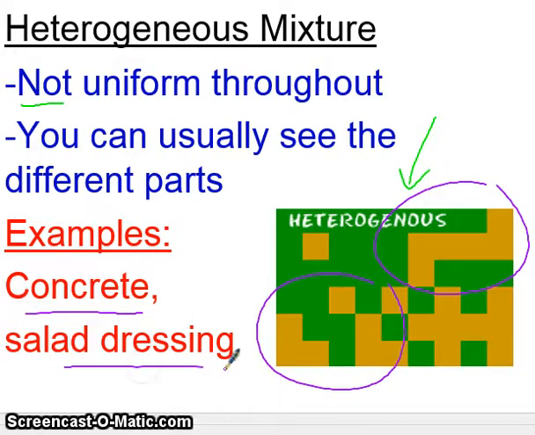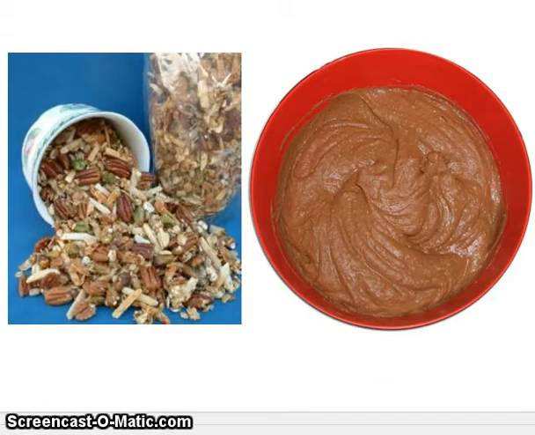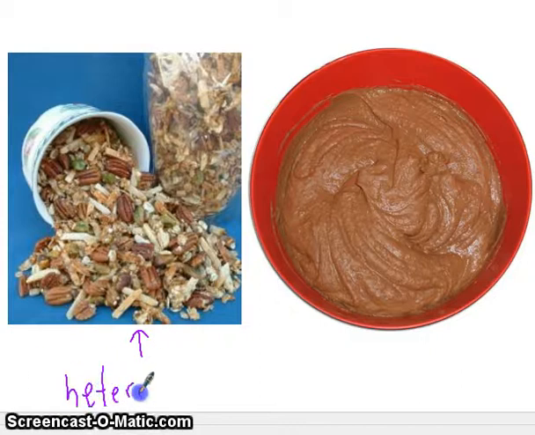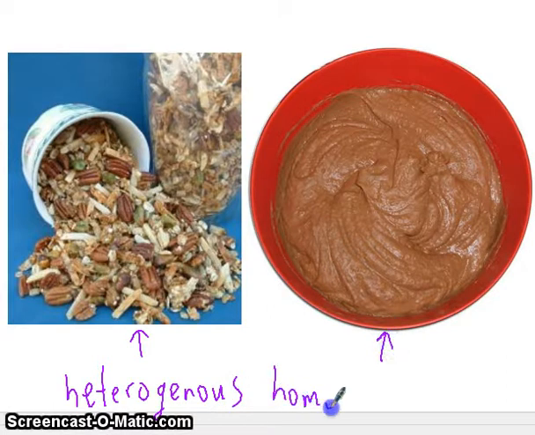And then salad dressing. In salad dressing, especially the type you have to shake up, you can see that there are different parts to that salad dressing. A visual example we have here on the left side, we have a heterogeneous mixture because you can see the different parts. We have different types of nuts. So this is heterogeneous. Whereas on the right side, cake batter, if mixed well, becomes a homogeneous mixture. So perfectly mixed everywhere, and this one is not perfectly mixed, you could say.